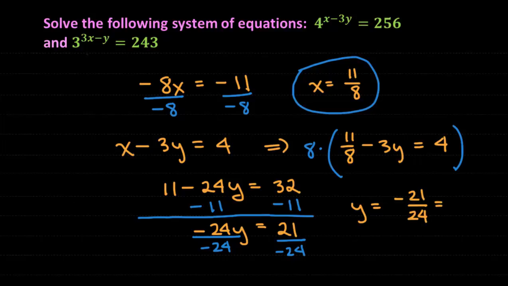Now the numerator can be factored, since 21 is equal to 7 times 3. Same thing goes with the denominator, since 24 is equal to 8 times 3. And so we have the 3's cancel here, this one canceling with that one. And this gives us an answer for y equal to negative 7/8.